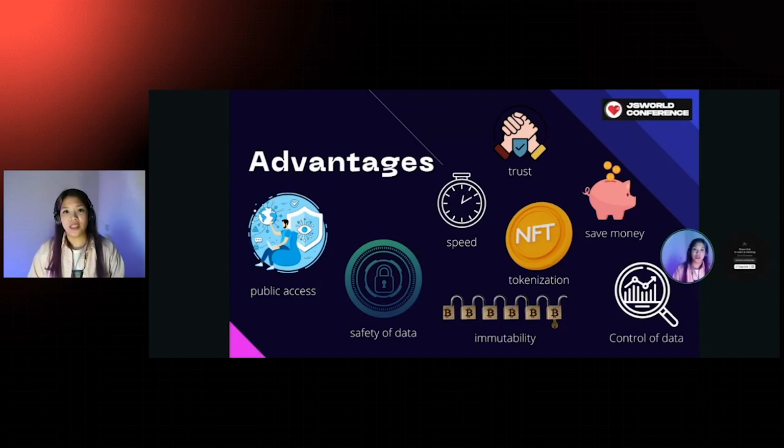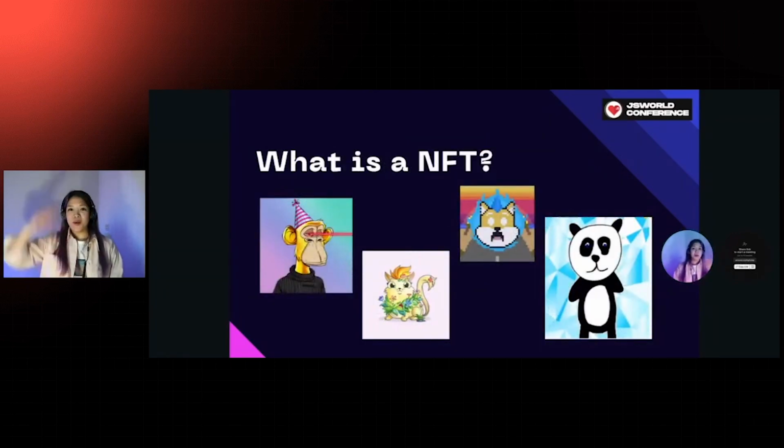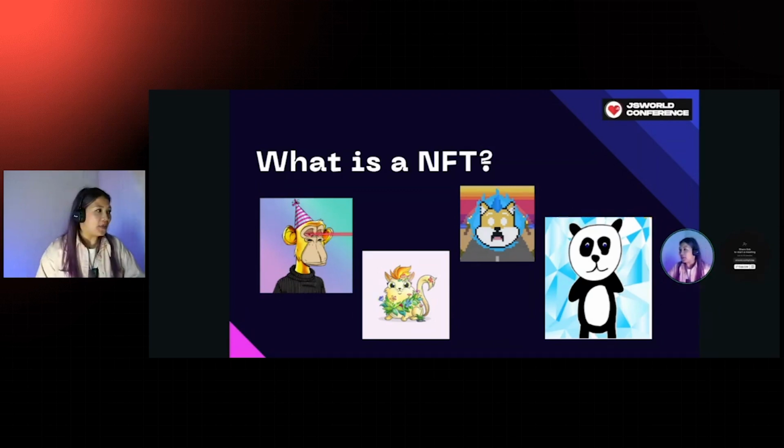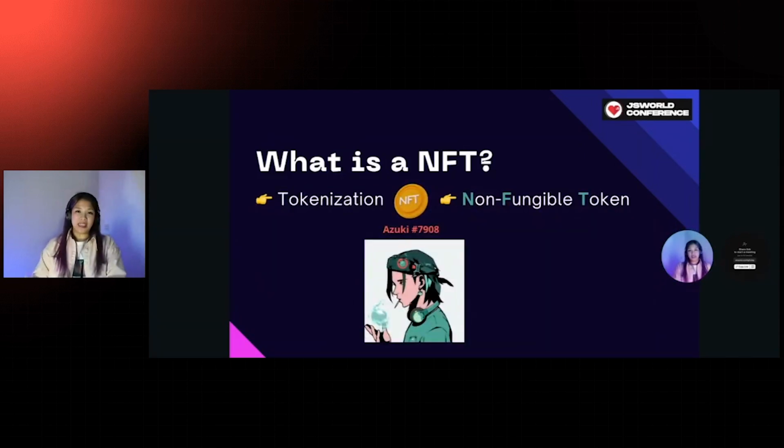But the one thing that we want to focus on today is something called tokenization. Tokenization is the thing that has to do with NFTs, of course. So raise your hand if you know any of these NFTs. You might know the Bored Ape, or the Crypto Kitty, which is my favorite, I think. The Shiba Inu, and of course, the simple drawings of friends. This is what an NFT is, guys. NFT stands for non-fungible token.